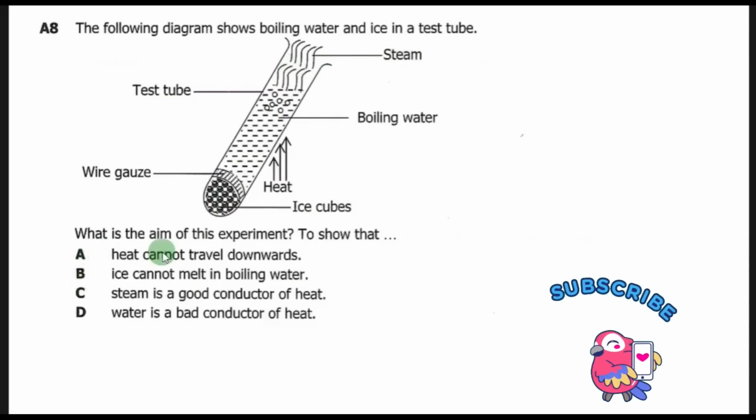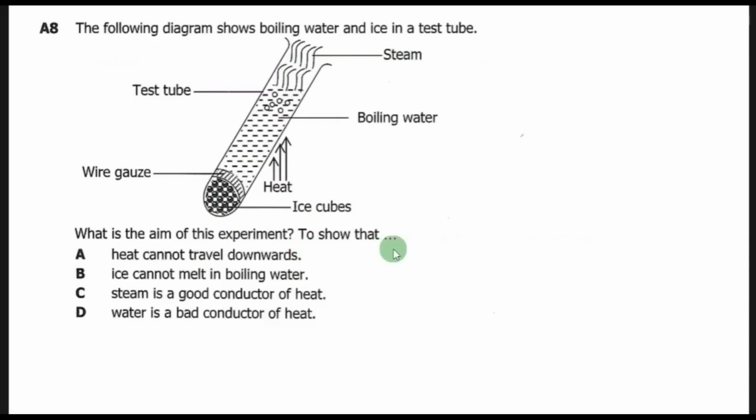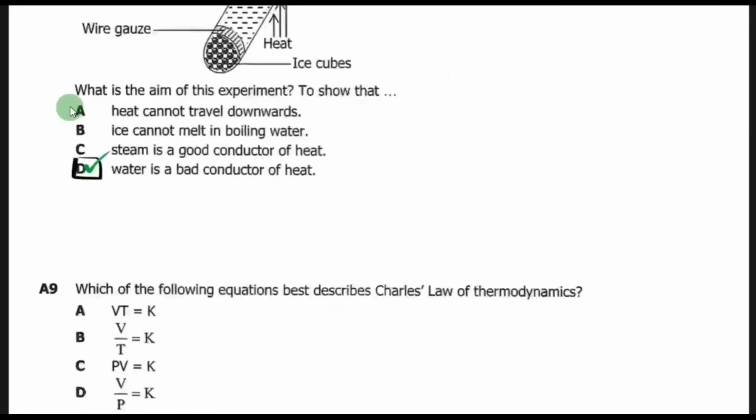Then they're asking, what is the aim of this experiment? This experiment is used to show that water is a bad conductor of heat. The options say heat cannot travel downwards, ice cannot melt in boiling water, steam is a good conductor. No, it's actually D. Water is a bad conductor of heat, because if it was a good conductor, this heat would move this way and also melt the ice. But since the ice is not melting, it means water is a bad conductor of heat. So let's go to question A9.